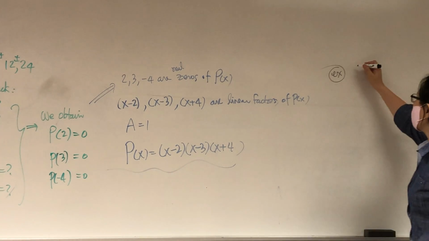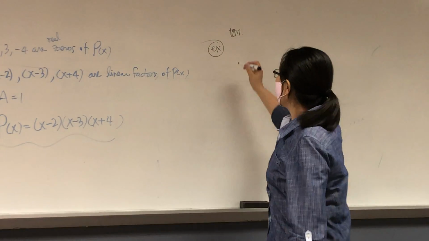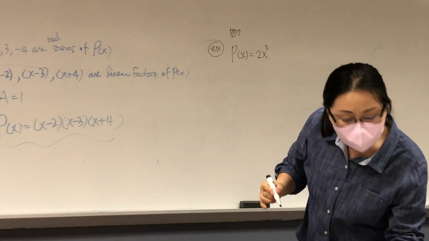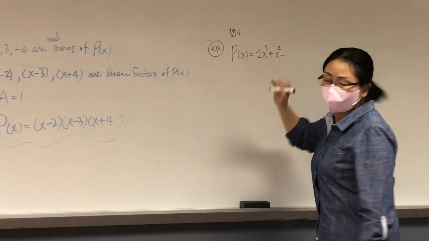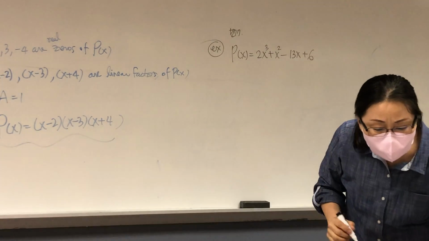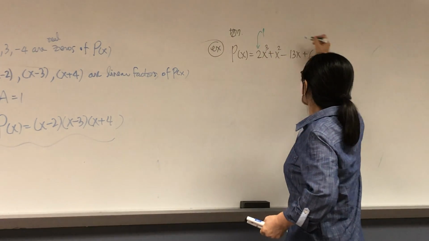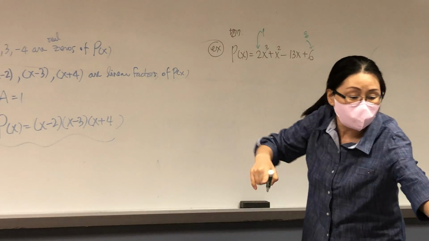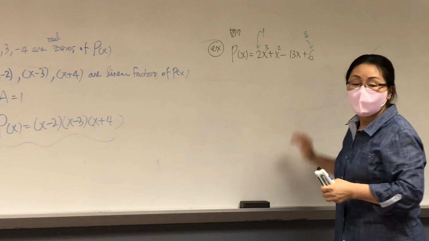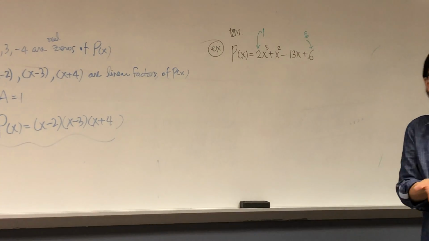277. I just want to show you. If your P of X is 2x cubed plus x squared minus 13x plus 6, this looks like your P and this looks like your Q by the information we mentioned. What do you need to think about? You have to think about the divisors of P and the divisors of Q, and then make a fraction.